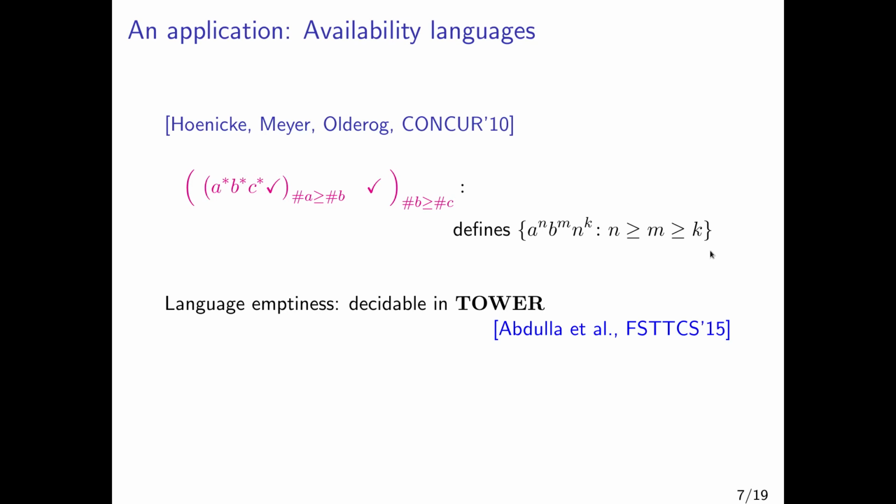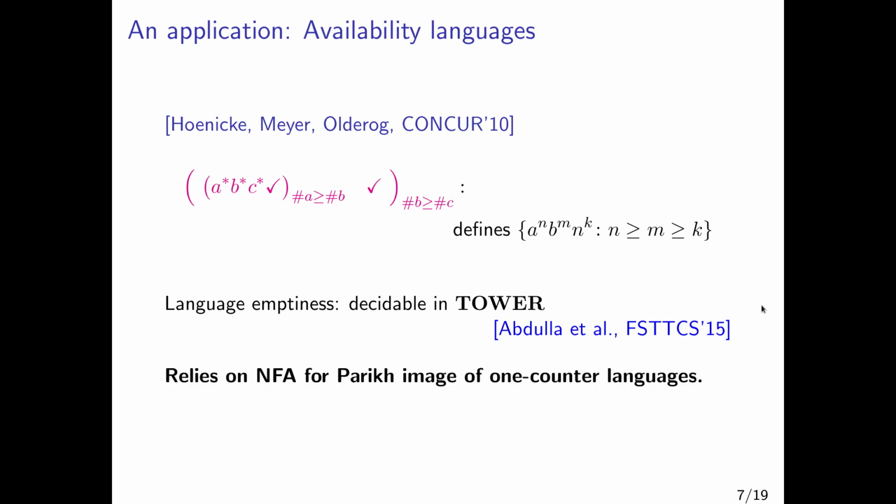So these availability languages are motivated by verification questions, and language emptiness, just checking whether a given expression generates at least one word. This question is not very easy, so it's shown that it's decidable in non-elementary time, which is a tower of exponents. But this construction really uses the Parikh image of one-counter languages. So what it does is it constructs an automaton that keeps track of the difference between the sides in this constraint, and then you only keep track of the Parikh image.